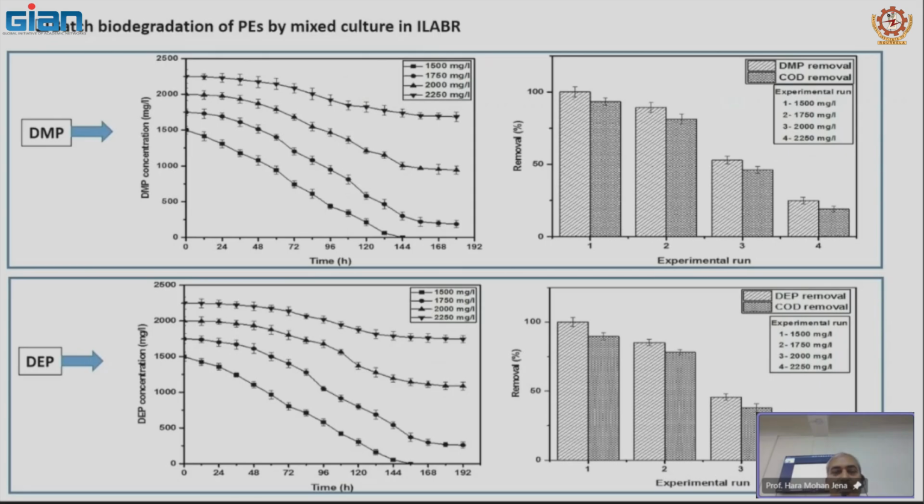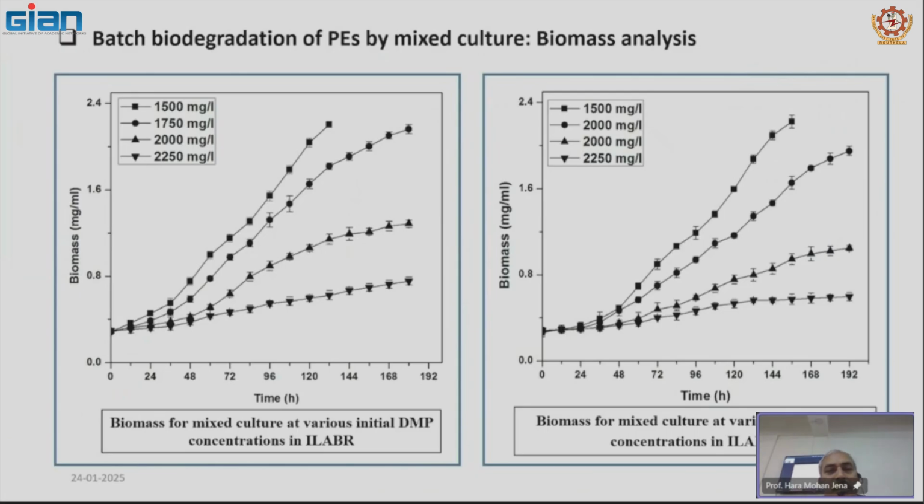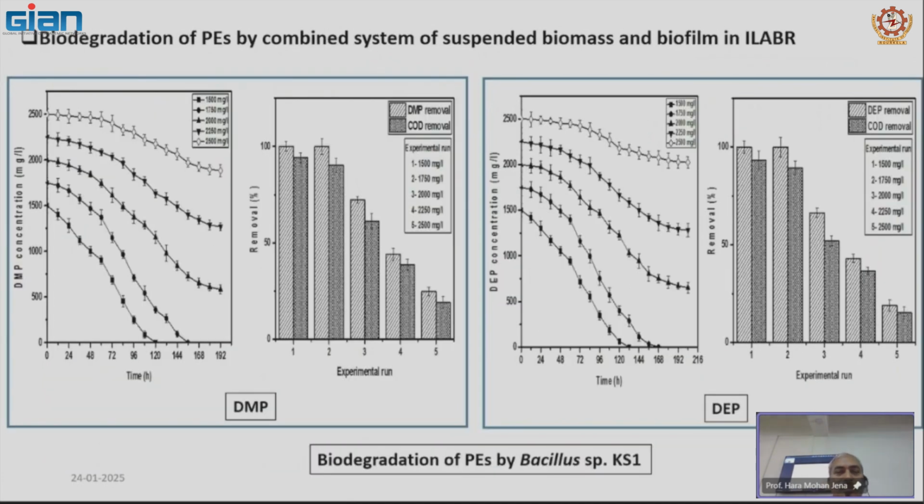Then batch biodegradation of phthalate esters by mixed culture in internal loop airlift bioreactor is shown for dimethyl phthalate and diethyl phthalate. You see that up to 1500, already I have shown, 160 hours. Then after that the lag phase is there, complete degradation is not there, and with subsequent experimental runs, when it is repeated a number of times, you see how it is decreasing. Now batch biodegradation of phthalate ester by mixed culture. This is biomass analysis, that is, the growth of the microorganisms is shown here.